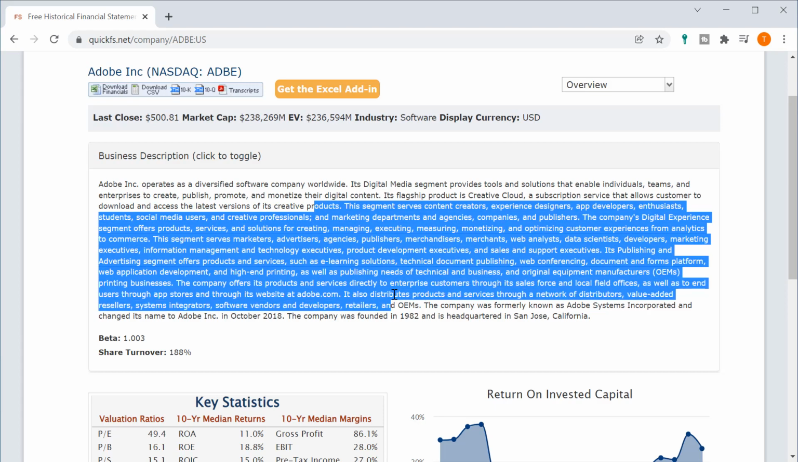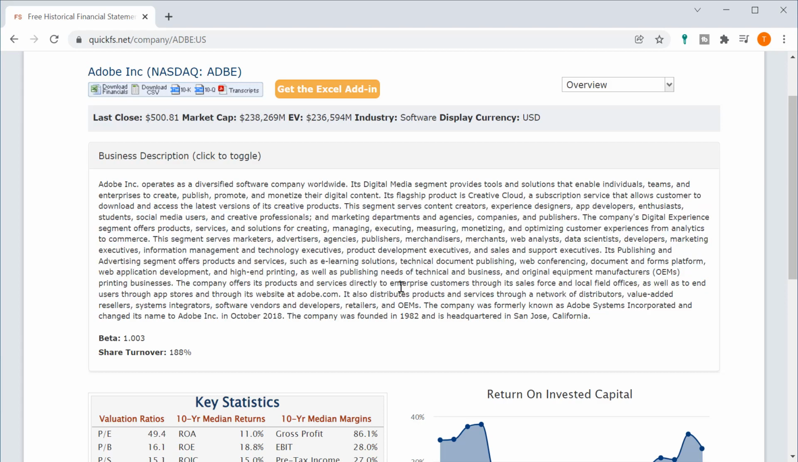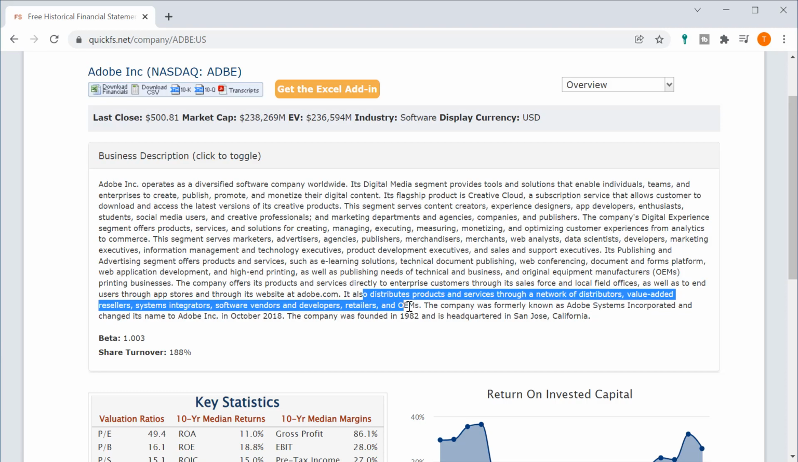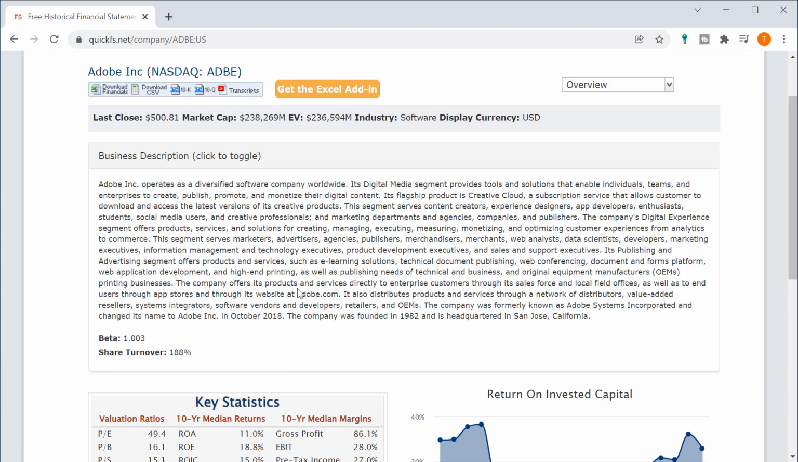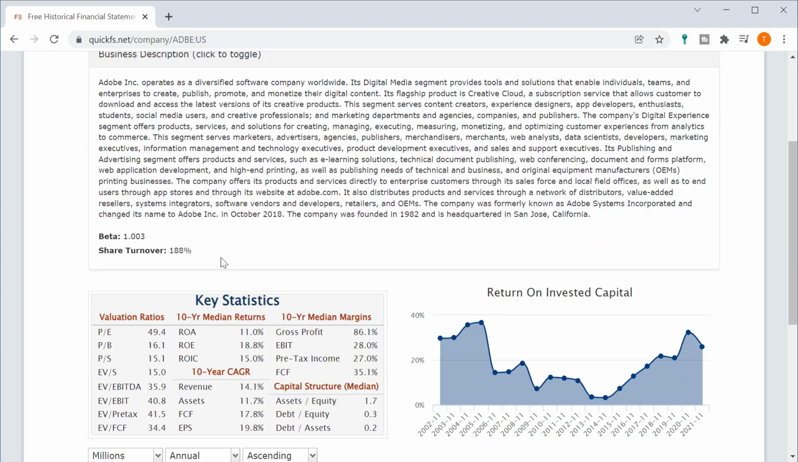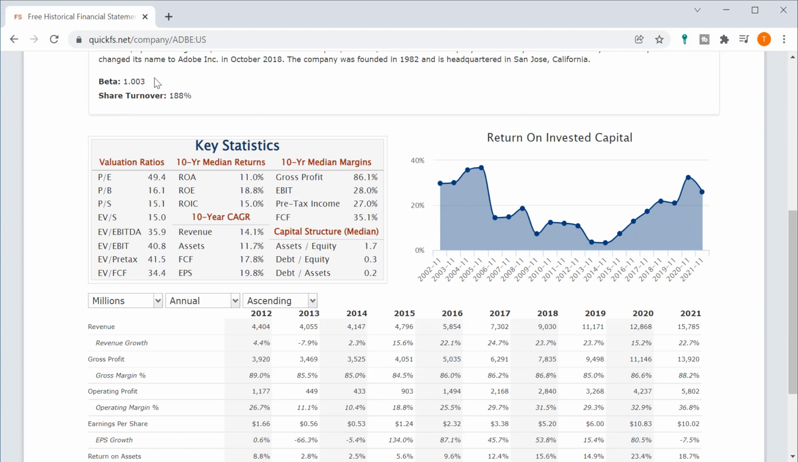A lot of information about all the different market segments they serve. But generally, you can know that it's distributing products and services through distributed software vendors. It's selling software products from adobe.com. Beta is 1. This basically means it's going to go up and down with the general market, the S&P 500. I'd like a low beta below 1, but it is what it is.